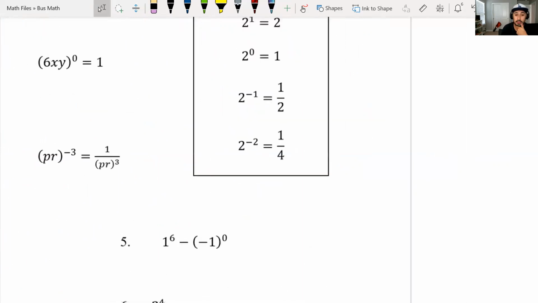Okay, we start back. 1 to the 6th power. Well, 1 to the 6th means 1 times 1 times 1 times 1 times 1 times 1. And 1 times 1, infinitely many times, is still 1. Minus 1 to the 0th. Anything to the 0th power is still 1. And here you get 1 minus 1, which is going to be 0.